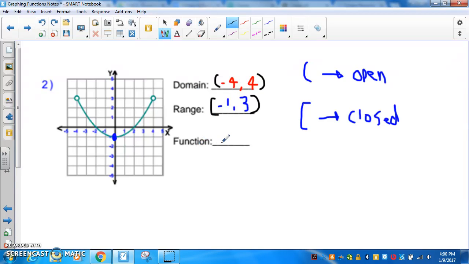The last thing on your homework here, it asks whether this is a function. Hopefully you know the vertical line test by now. In this case, number 2, this is not a function. You draw a vertical line and only pass through one time.